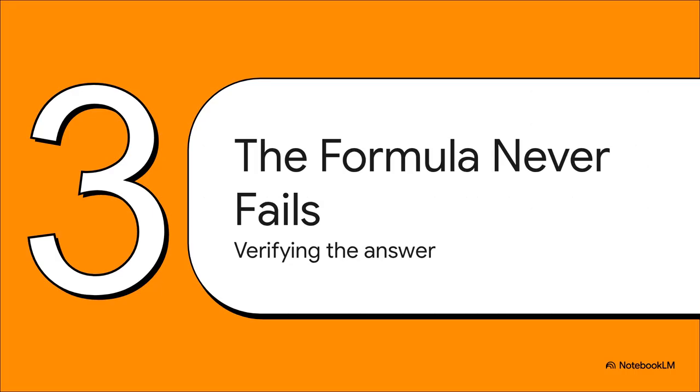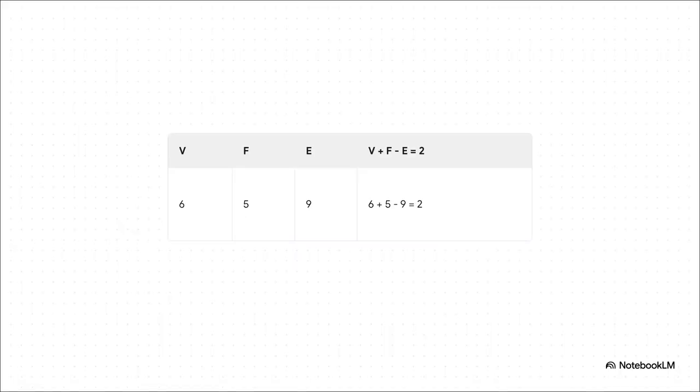Pretty cool, right? But hey, how can we be 100% sure we got it right? Well, the great thing about a beautiful formula like this is you can always check your work. Let's plug all 3 of our numbers back into the original formula and see if it holds up. So let's do the final check. We put in 6 for V, our answer of 5 for F, and 9 for E. So, does 6 plus 5 minus 9 actually equal 2? Well, 6 plus 5 is 11, and 11 minus 9 is 2. Yep, it works. The numbers don't lie.